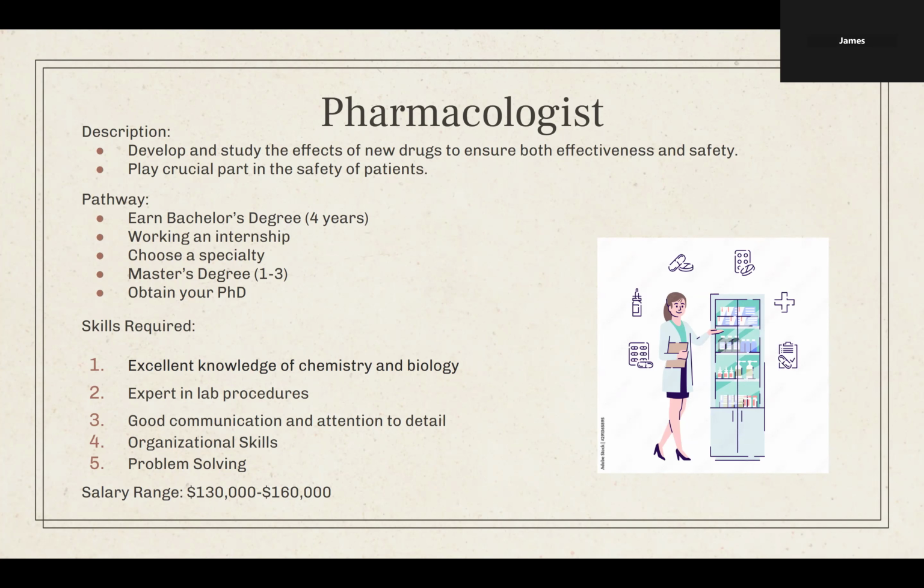Now, some skills that you should have if you're interested include excellent knowledge of chemistry and biology, expertise in lab procedures, good communication, attention to detail, organizational skills, and problem solving. The salary range for pharmacologists is roughly around $130,000 to $160,000, although this could vary with position and experience. Next slide.